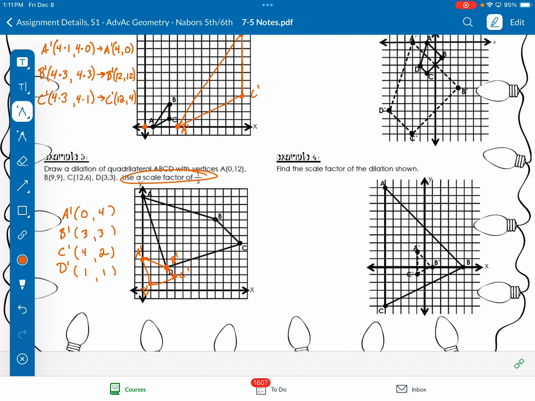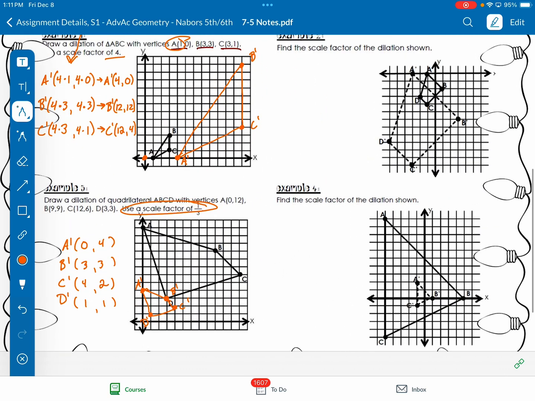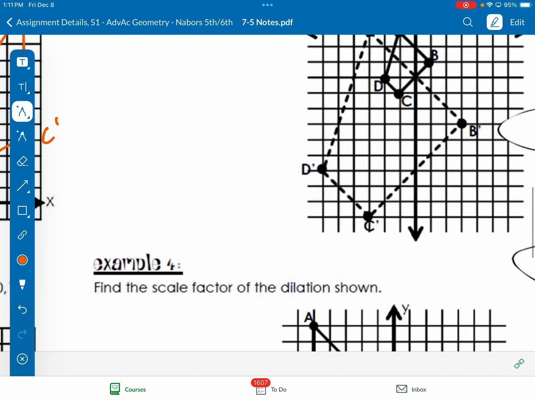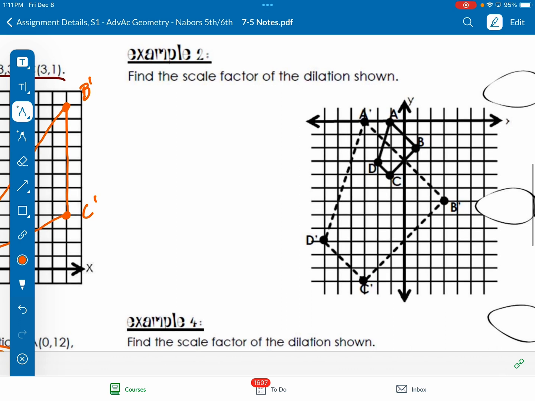All right, so that is the first kind of thing we have to be able to do with the scale factor with dilations, right? The first thing is create or recognize a dilation, right? The second thing is we are given a dilation, and now we just need to find the scale factor.